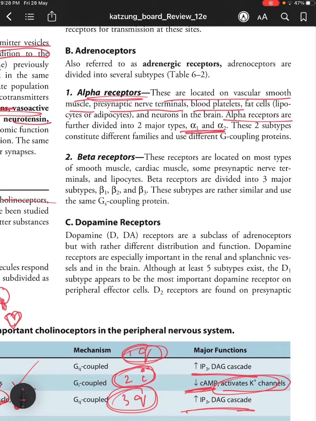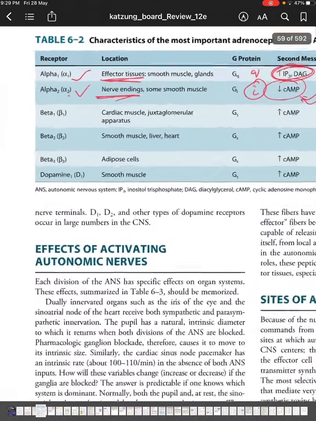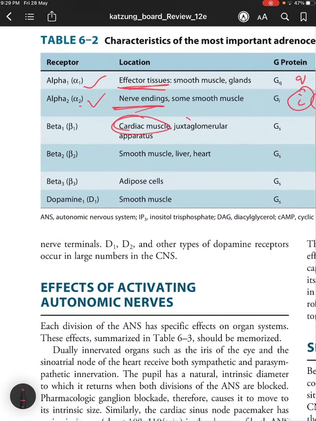Now coming to the beta receptors. These receptors are located on most types of smooth muscle, cardiac muscle, and some presynaptic nerve terminals and lipocytes. Beta receptors are divided into three major subtypes: beta 1, beta 2, and beta 3. These subtypes are rather similar and use the same Gs coupling protein. So beta 1 is present on the cardiac muscle and the JG cells, so your heart and the kidney. Beta 2 is present on the liver and the heart. Beta 3 is present on the adipose cells.